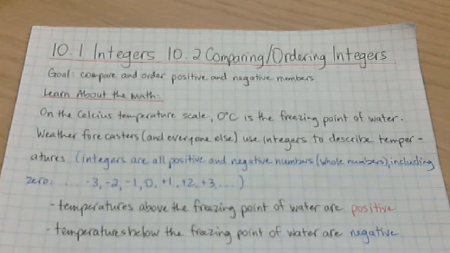There are a couple of examples of what negative and positive numbers are, and then 0 is thrown in there. You'll notice down at the very bottom, we see the temperatures above the freezing point of water are positive, and the temperatures below the freezing point of water are negative.